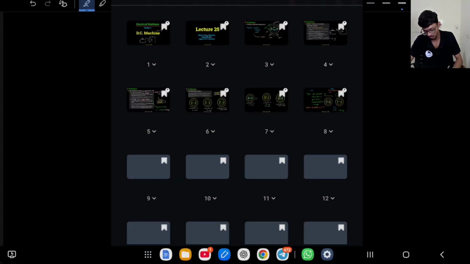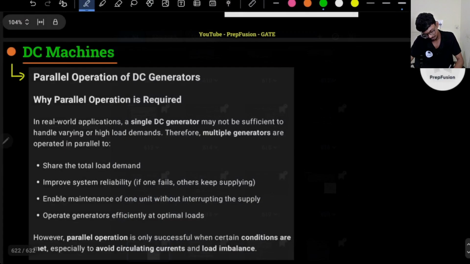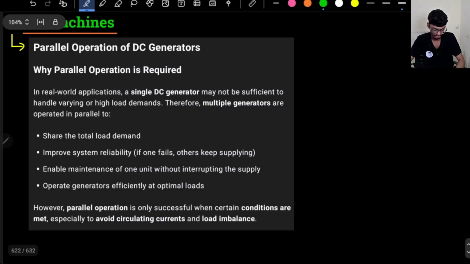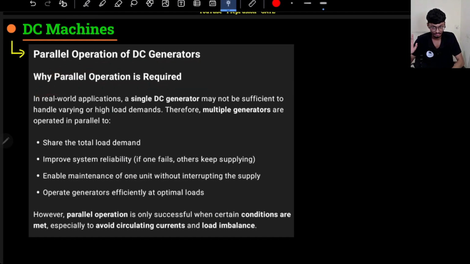Now let's discuss parallel operations. First, we have briefly discussed parallel operations, what the problems can be, and circulating currents. So today we will clear all those things up and also solve a numerical. So, parallel operation of DC generators. Why is parallel operation required? Same as in the case of transformers.